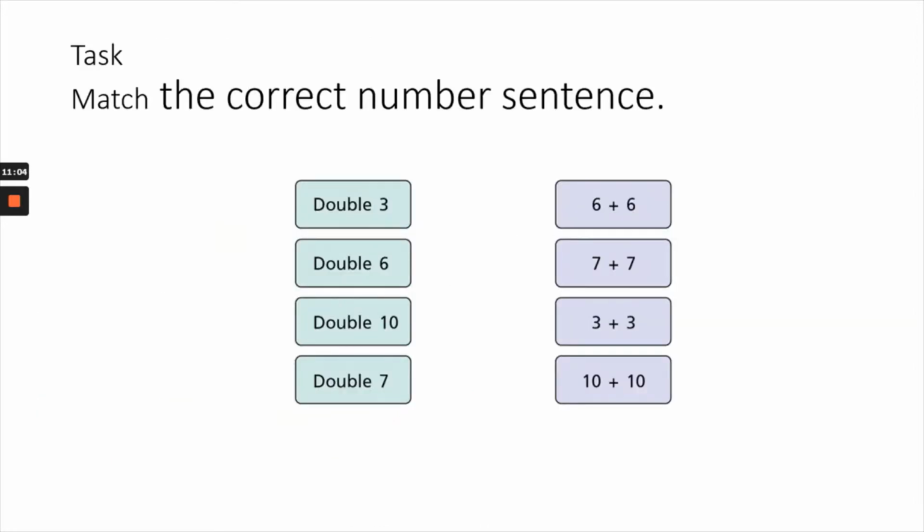Now your first task today is going to be to match the number sentences. You can either write the double and the number down and then write the correct sentence, or you can write it out like me and draw lines to match the correct sentences. It's up to you which way you want to do this. So double 3, which one in this column represents double 3? You can either write the answer next to it or draw the line to the correct answer. So pause the video to start writing your questions down.